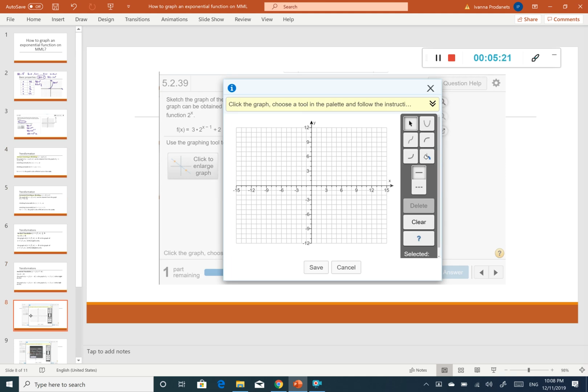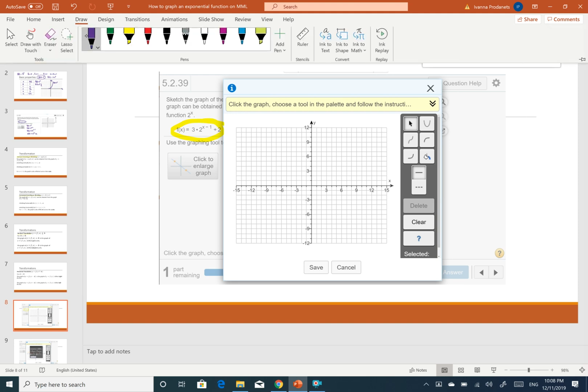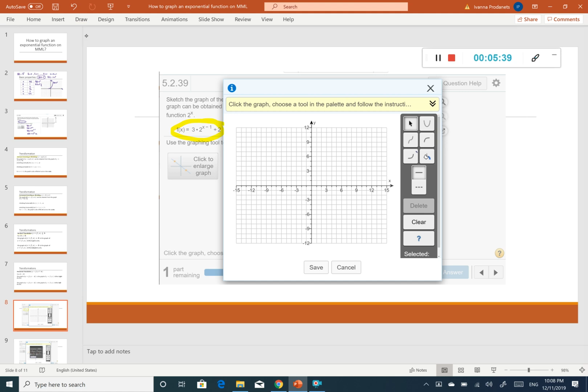So here we go. Once you are ready to graph this function, f of x is equal to 3 times 2 to power x minus 1 plus 2, you have to choose the curve. Since you know that the curve of the exponential function with base 2, which is greater than 1, will look something like this, you can pick this tool from your table of tools on mymathlab.com, and once you pick this curve, you have to calculate at least one point to be able to put this curve on the graph.